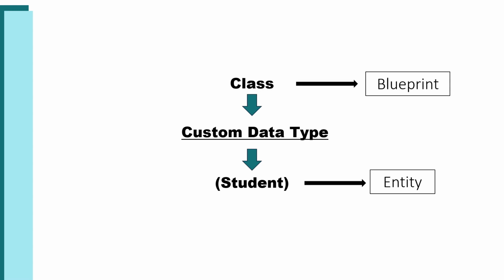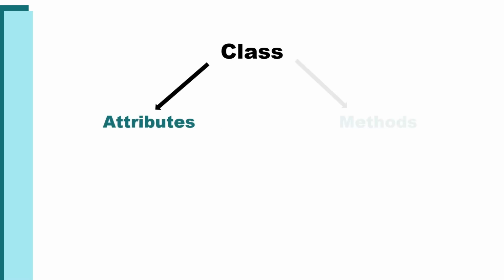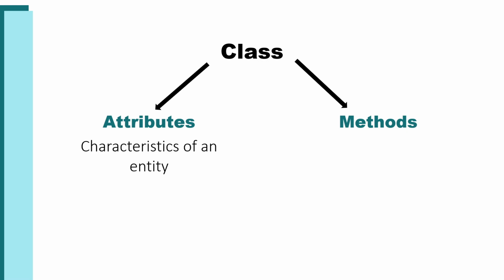It defines what the entity looks like. And remember this, the class is not the entity, class is the blueprint for an entity, or in short, we use class to represent a real-world entity virtually. The class also defines the attributes and methods that its entity will have. So attributes are the characteristics of an entity and methods are the actions that entity can perform.